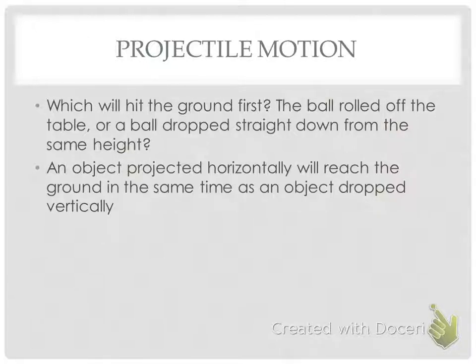Why would it be the same? That's right, the vertical height is the same. Since we analyze vertical and horizontal completely separately, it doesn't matter that the object was moving horizontally at all. All that matters is that they're dropped from the same height.